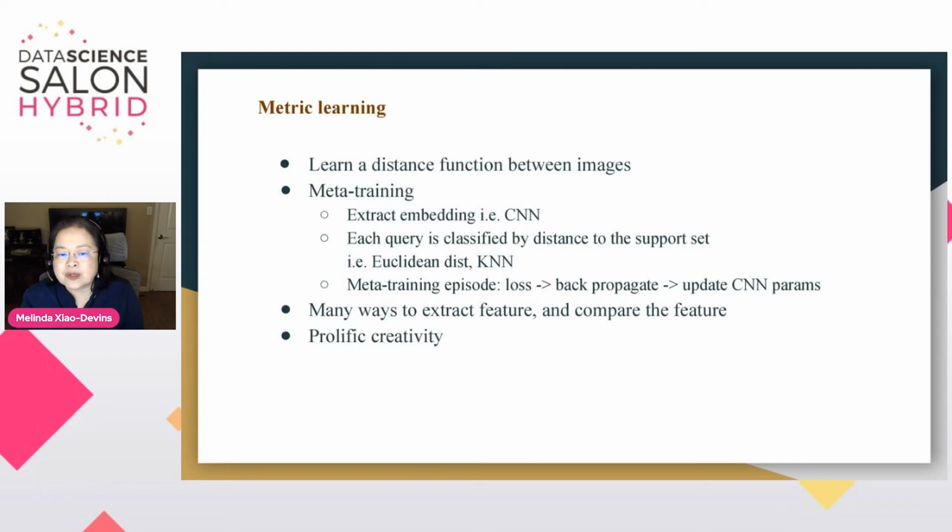During the meta training episode, the key is to construct the loss function. The loss will back propagate to update the CNN parameters. So after the training, your CNN parameter, which is your embedding, and your distance function is trained to tell the similarity and the dissimilarity images. There are many ways how to extract feature and how to compare the feature. So there's a lot of room for creativity here.